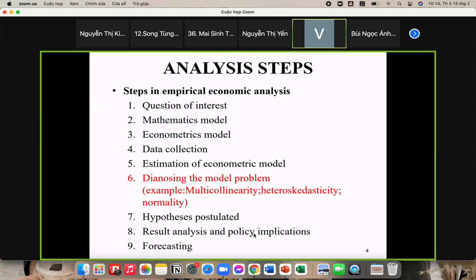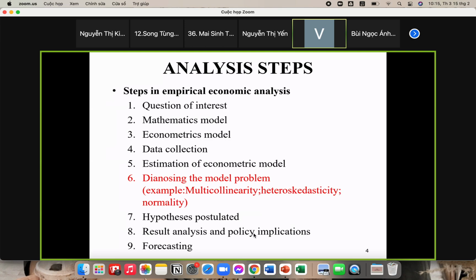But after understanding all the steps, when you do assignments or research papers or a thesis, if you want to apply an econometrics model, you need to follow all the steps in order. But when we study, that means when we don't know anything yet, I need to talk to you about step 7 first, so you can understand the consequences of step 6.